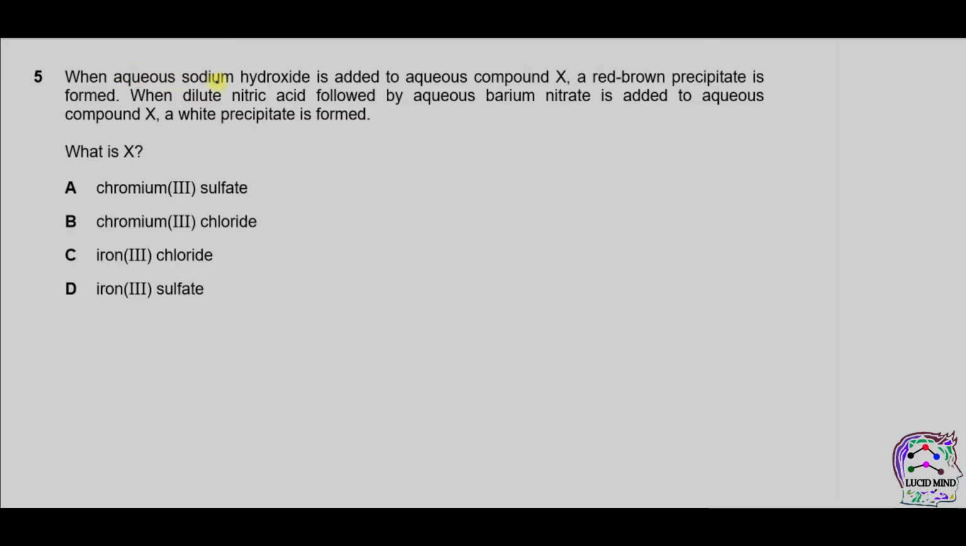Question 5. When aqueous sodium hydroxide is added to compound X, a red-brown precipitate is formed. When dilute nitric acid followed by aqueous barium nitrate is added to aqueous compound X, a white precipitate is formed. What is X? Now in the given statement, they have given two different tests. First one is the test for iron 3+ cation. Second one is the test for sulfate anion.